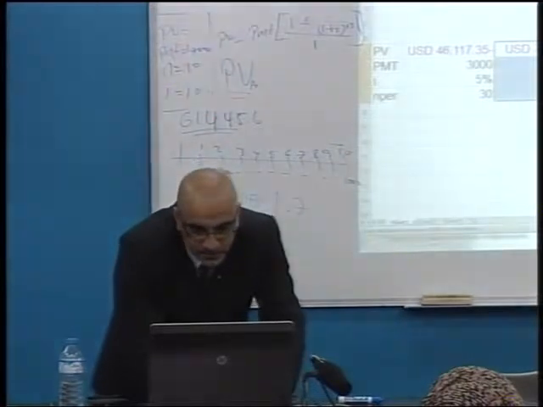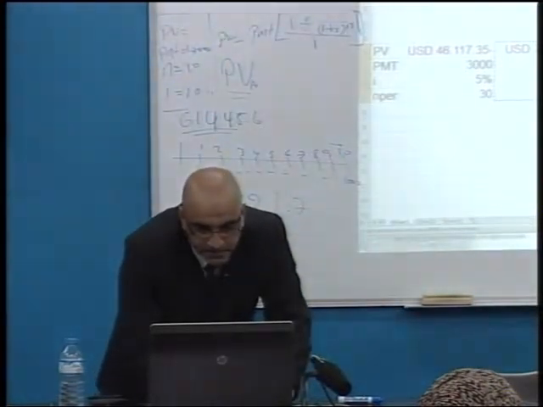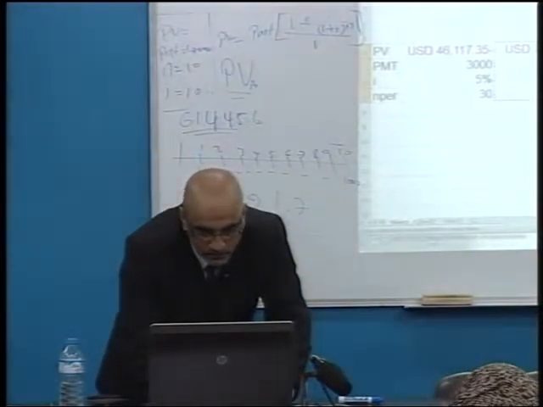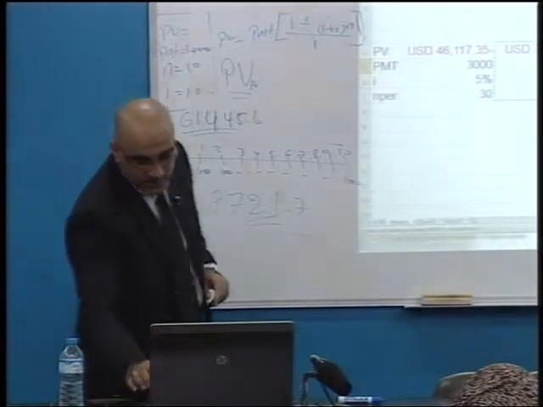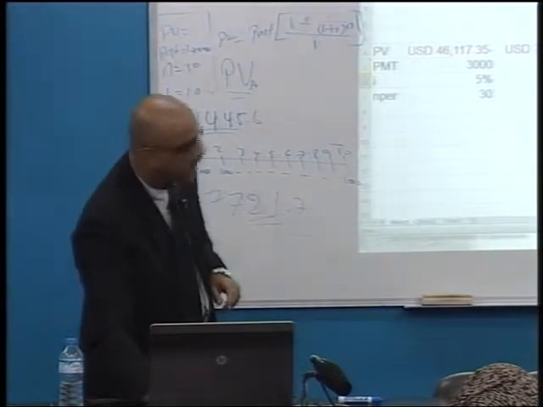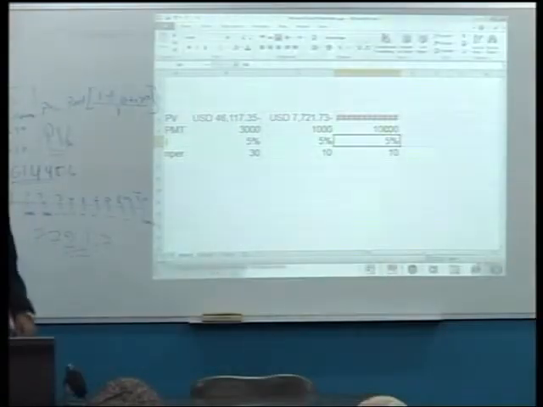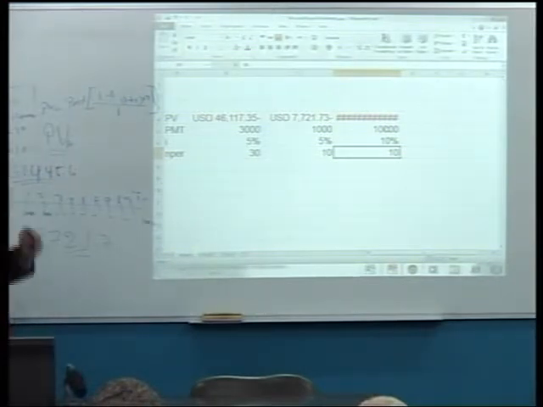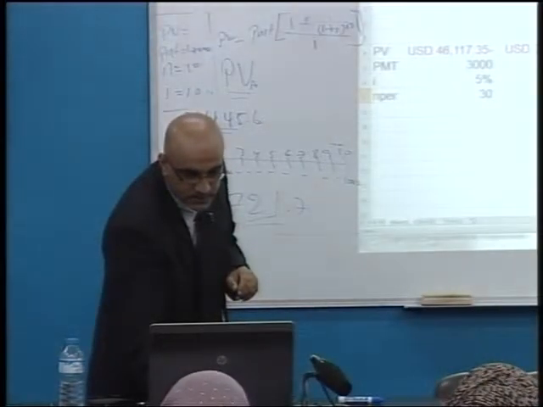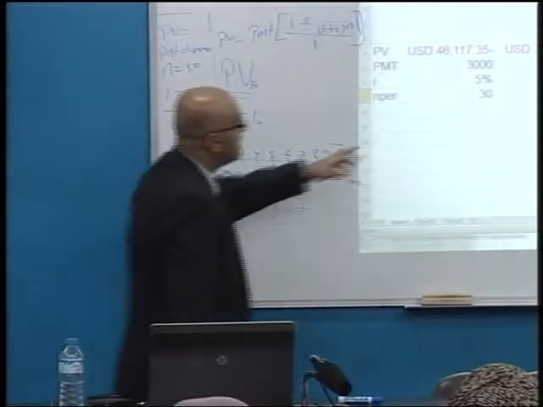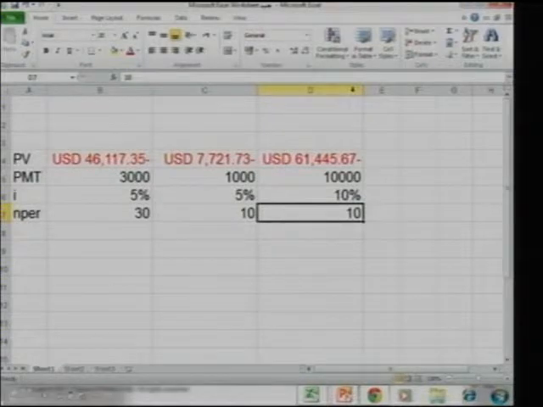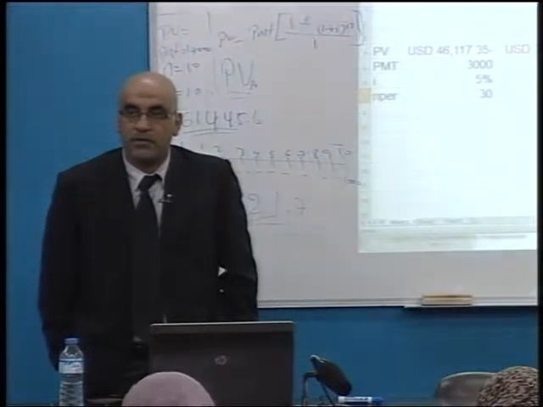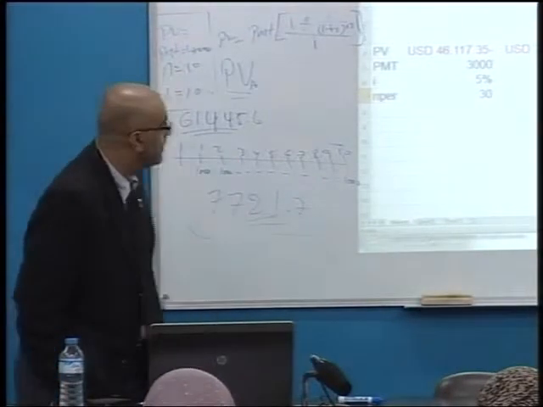You do the same. So the payment is 10,000. So we have 10,000 and 10% and 10 years. Is this right? If it is right, so we have the answer 61,445.67. Okay? Double check your answer.